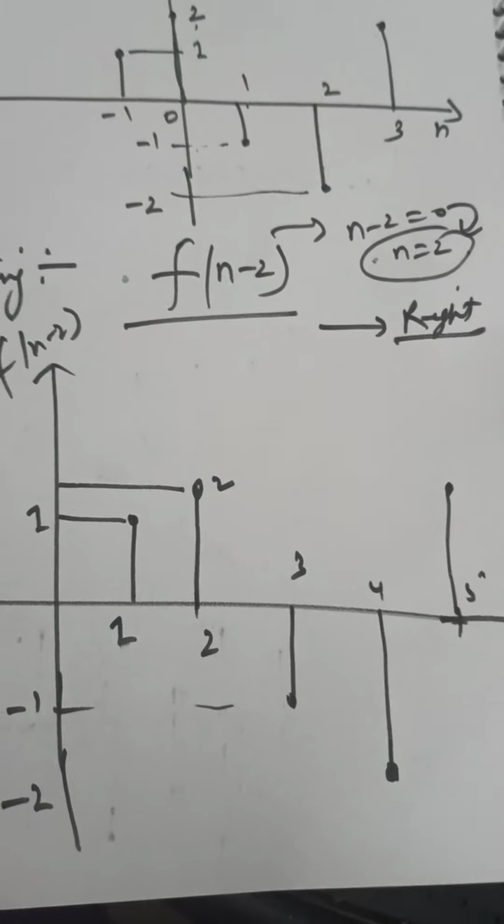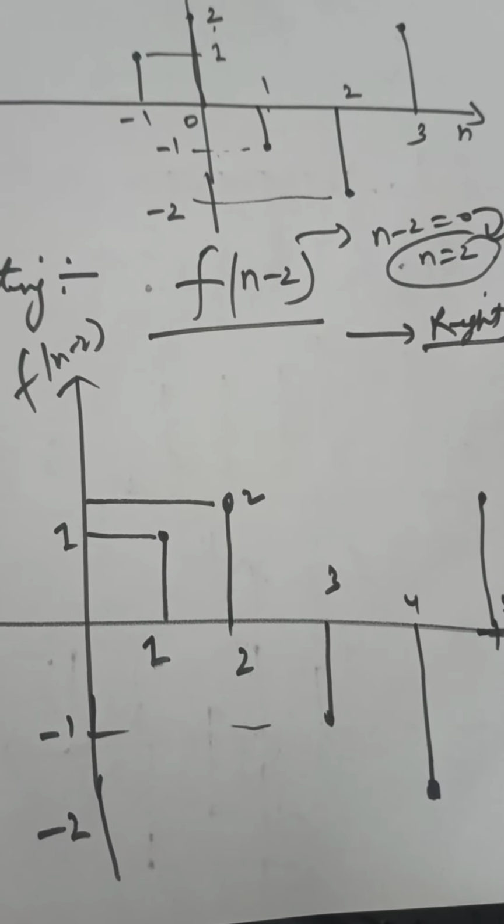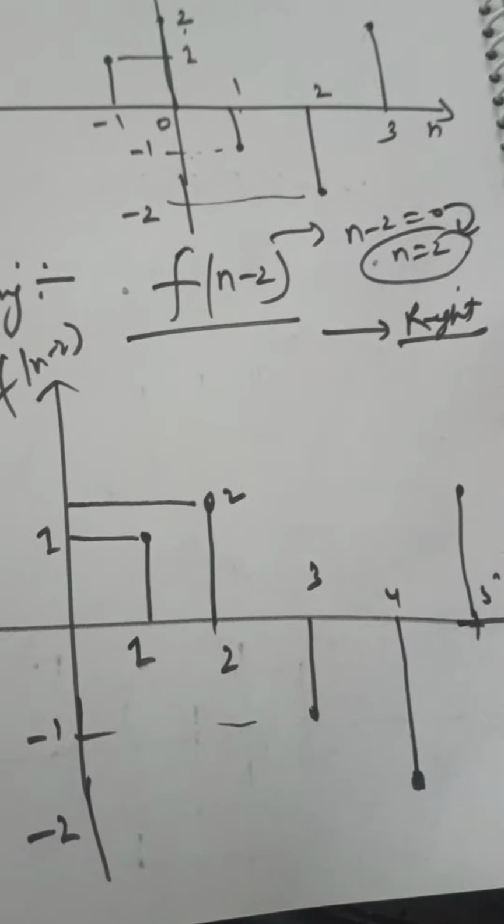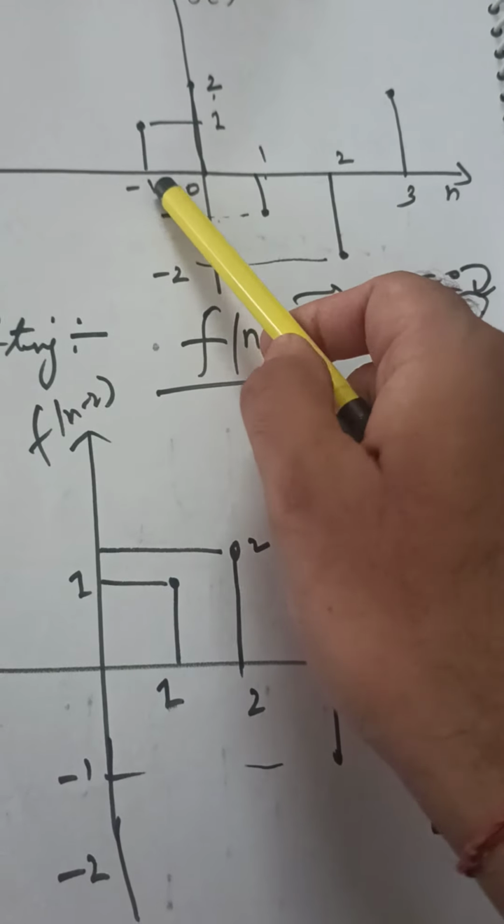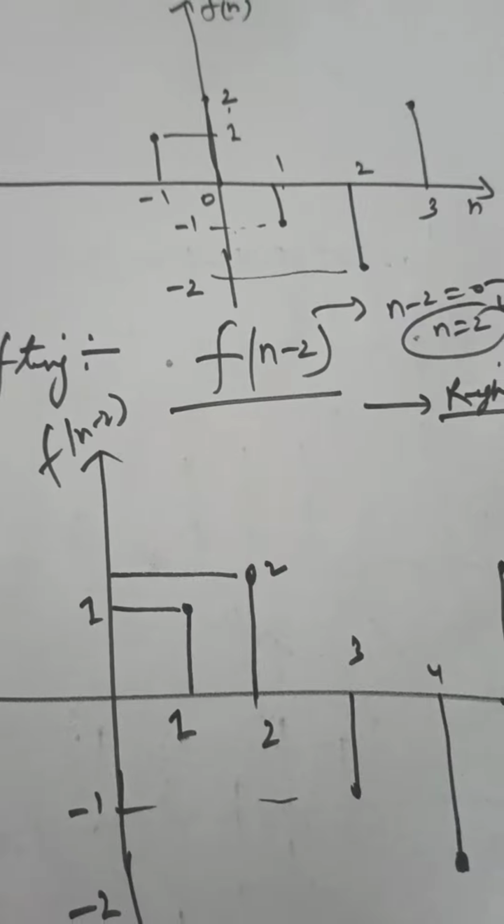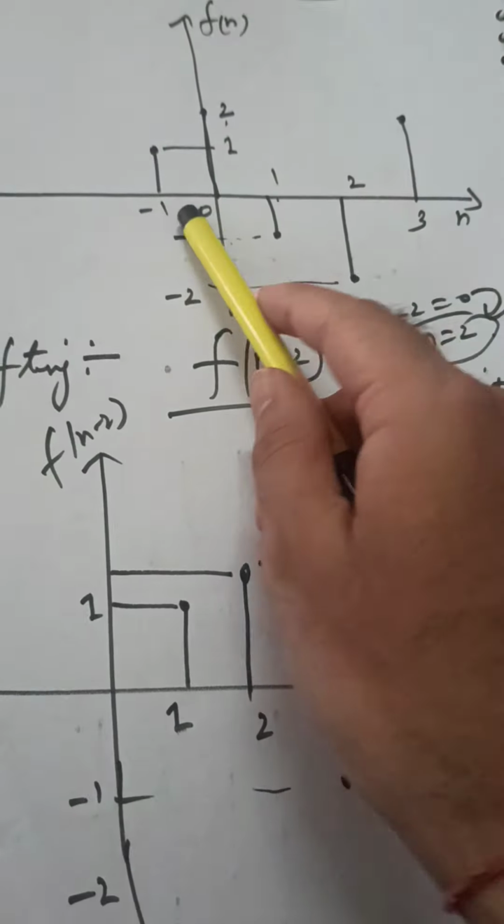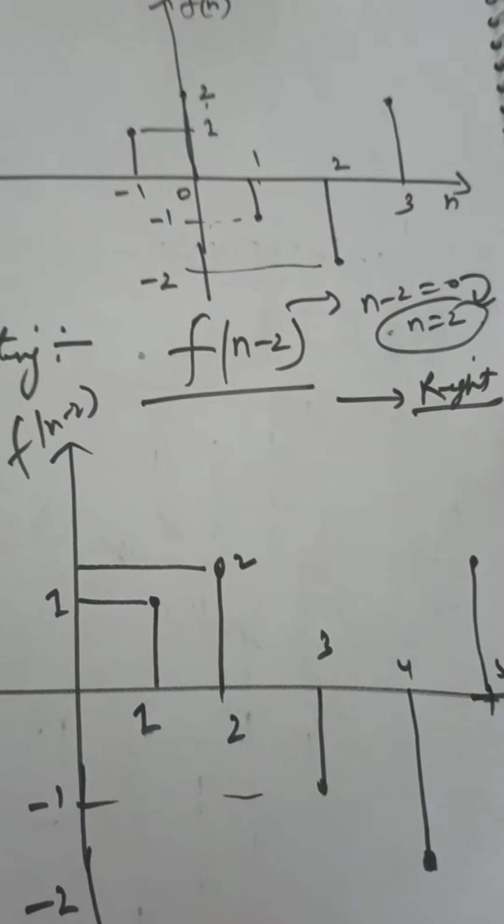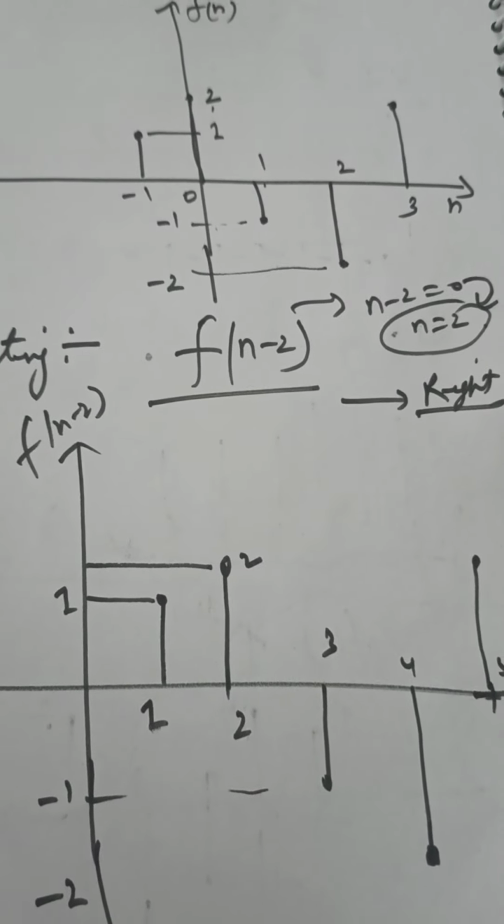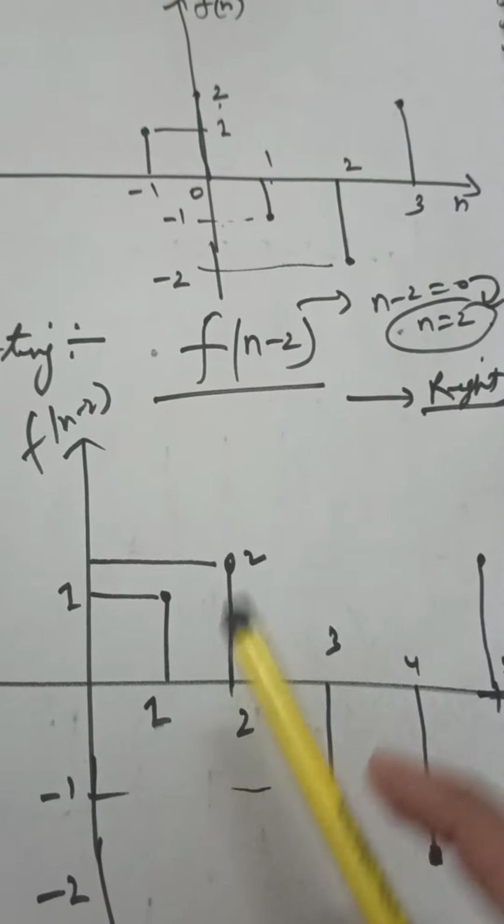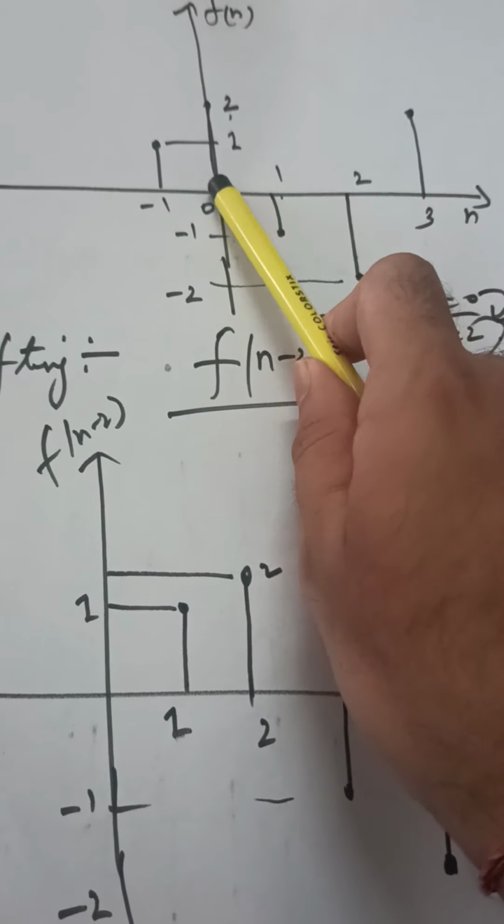This is f[n minus 2]. This is n. 1, 2, 3, 4, 5. So the signal that's present at minus 1 will move by 2 towards the right direction. So this is minus 1, this is 0, so it will come to 1. So this 1 will be present at 1. Now have a look at this thing, 0.